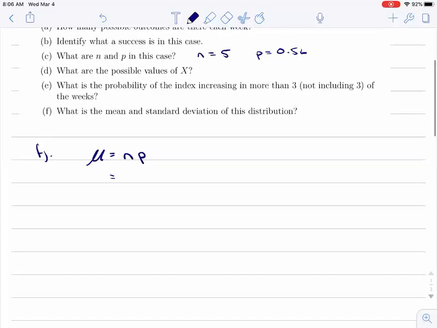So mu here is going to be 5 times 0.56. So 5 times 0.56, I get 2.8. So we have a mean of 2.8 successes, right? 2.8 weeks out of the 5 is how many times we're expecting to see an increase, right? We can't have increases in 2.8 weeks, but the expected value doesn't have to be an actual outcome that we can observe, right? It's what we're expecting to see.